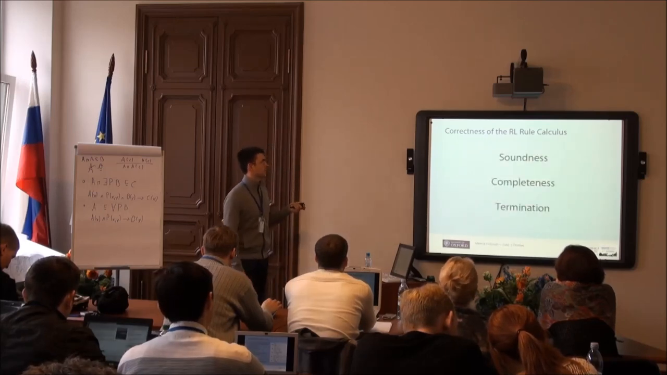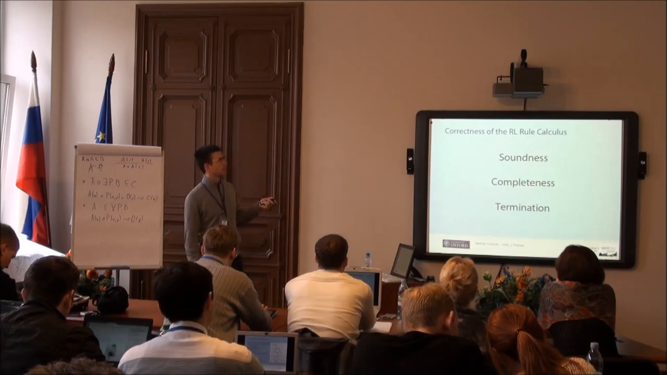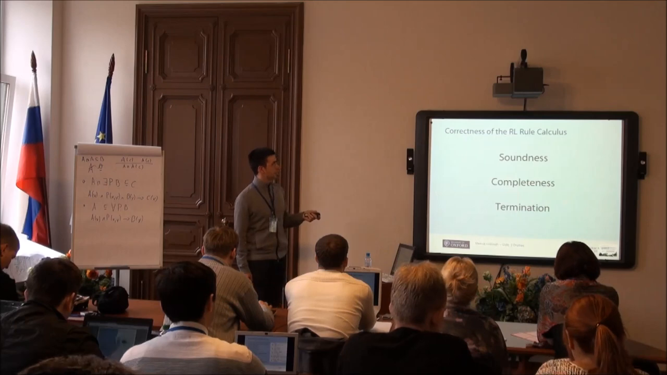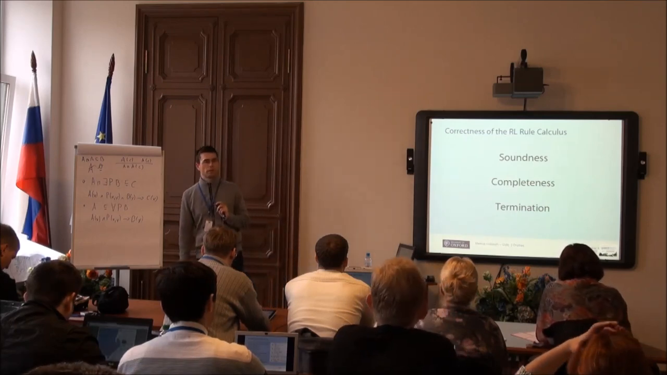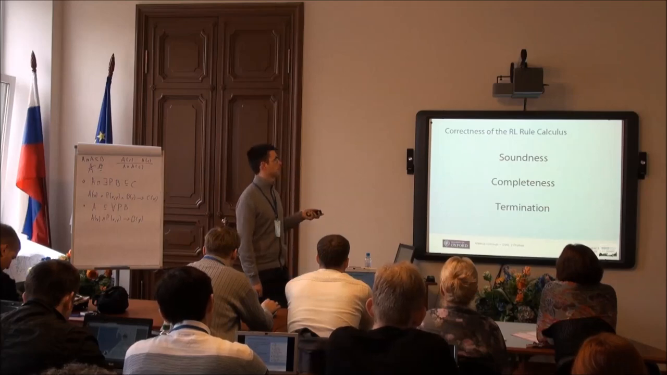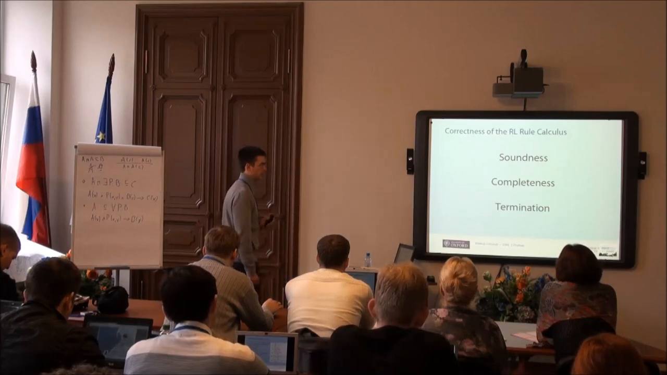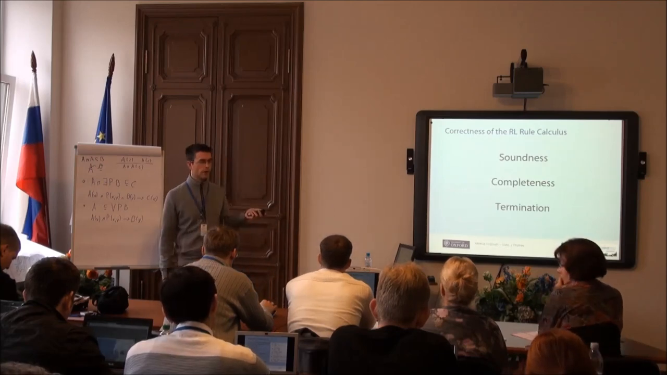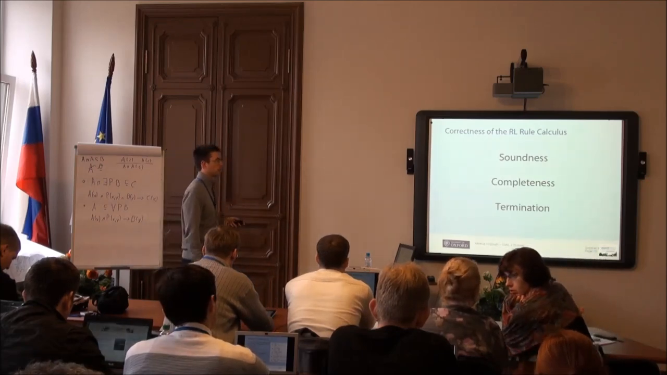What I said already is that correctness for us means the calculus should be sound and complete, and it should terminate, stop after some time. I will quickly explain how that works without going into it. I don't want to prove anything here, but just to give you an idea how we actually know. I mean, how does that work? How do you get to these kind of rules?